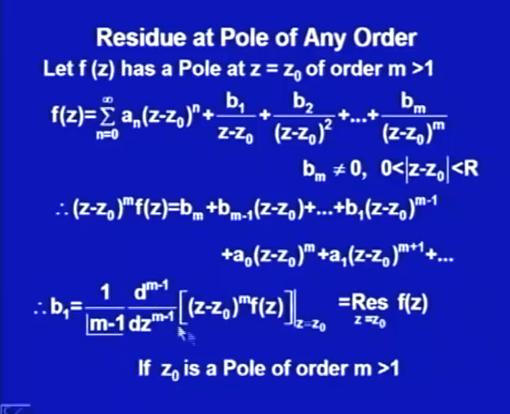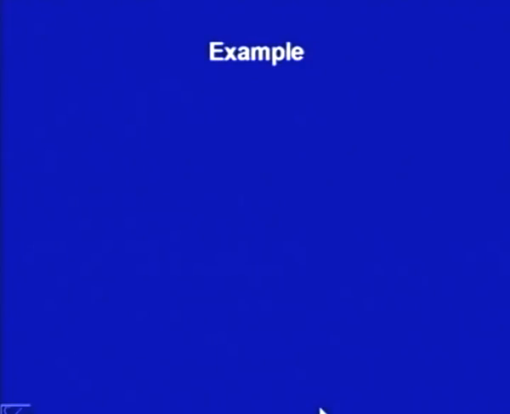You see, this formula would be valid if m is greater than 1, because for m equal to 1, I would get d/dz of (z minus z naught) times f(z) at z equal to z naught, and I would always get 0. So this will not be valid for a simple pole. This formula is valid for a pole of order higher than 1.